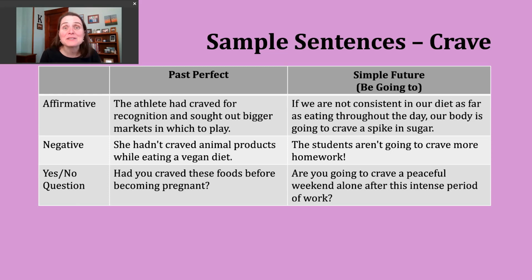Let's talk about making a yes or no question in the past perfect. To do this, start with had, then you're going to use your subject, and then the participle form of the verb. Here's my last past perfect example. Had you craved these foods before becoming pregnant? Okay.